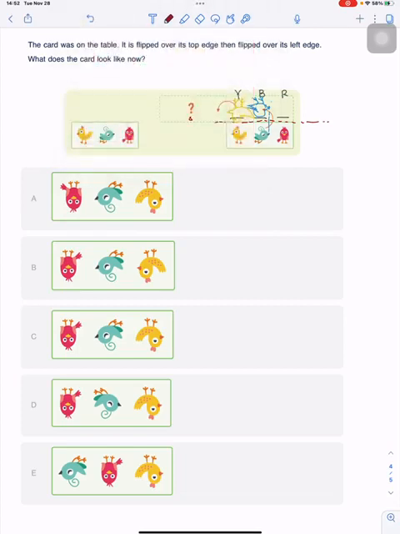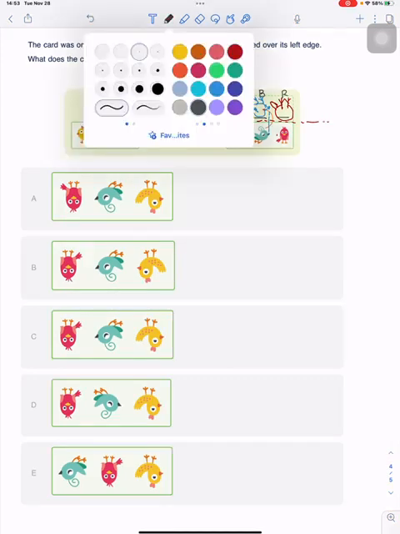Then we have the red bird. First, it is upside down, and we have the round body, right? But now, everyone, what is the key point for the red bird? The tail, right? Should the tail be on the left or right? On the left side, right? So we're gonna draw the tail right here. Now, this is what the birds look like after the first flip.